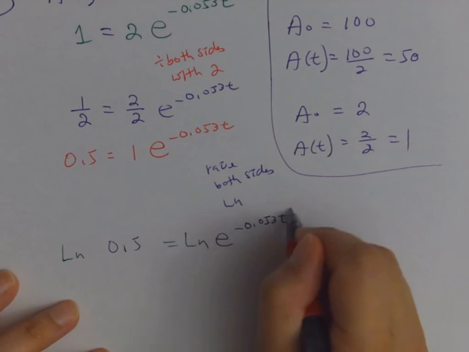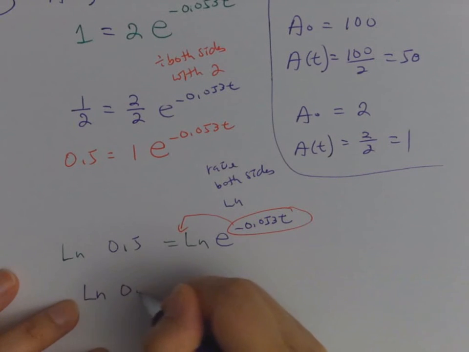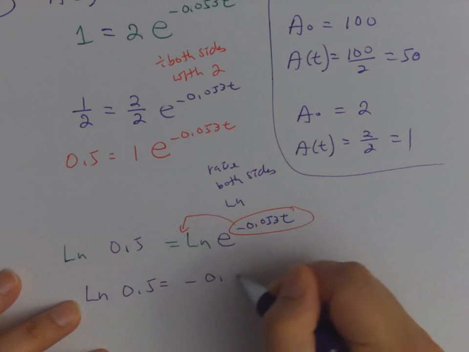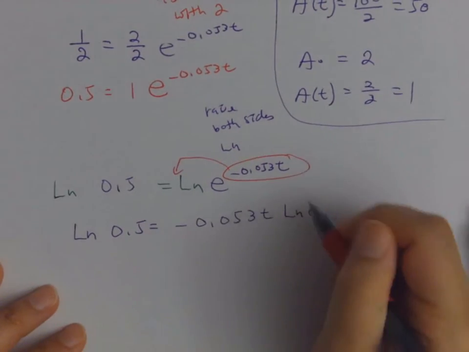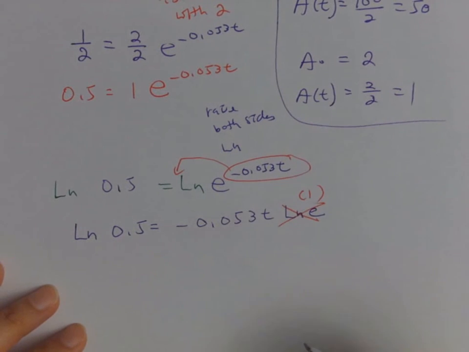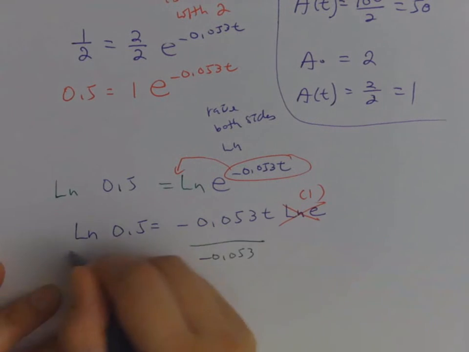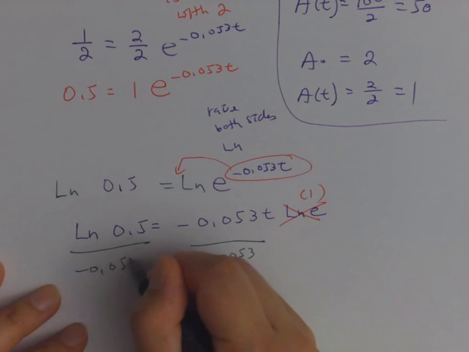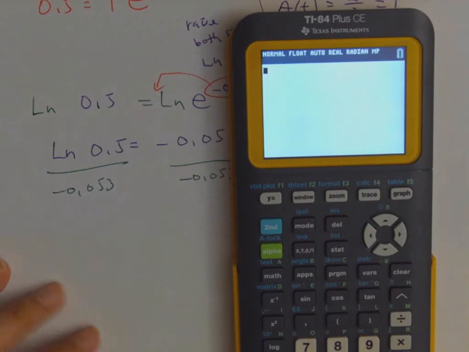Once we have ln, we can apply the log property to bring down the exponents, right? So make sure you show all your steps on the test. Negative 0.053t ln e. What is ln e? ln e is just 1. So all you need to do is divide both sides by negative 0.053. So use your calculator very carefully. ln 0.5, don't forget to close the parenthesis, divided by negative 0.053.